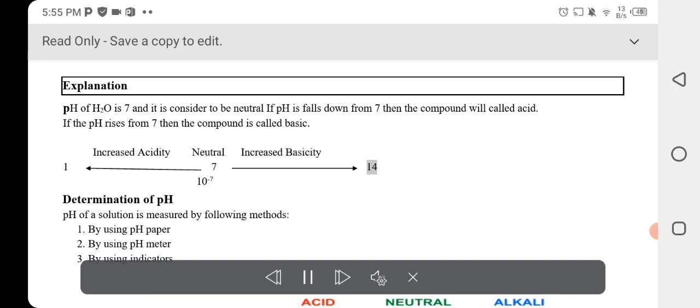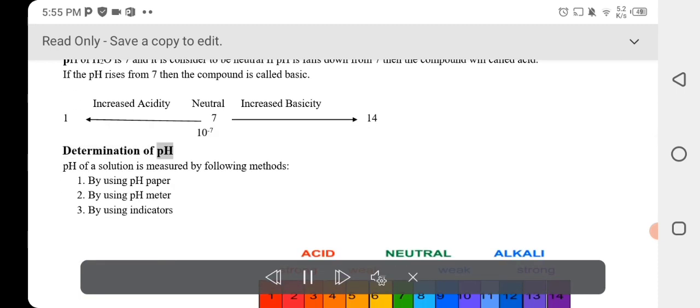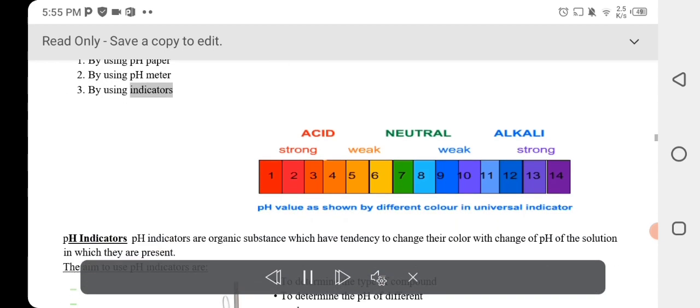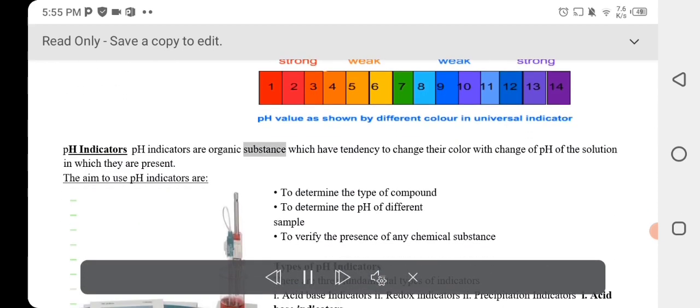Determination of pH. pH of a solution is measured by the following methods: by using pH paper, by using pH meter, by using indicators. pH indicators are organic substances which have the tendency to change their color with change of pH of the solution in which they are present.